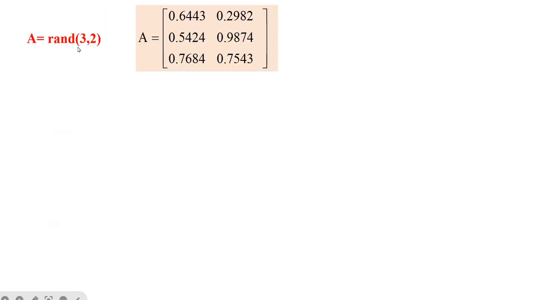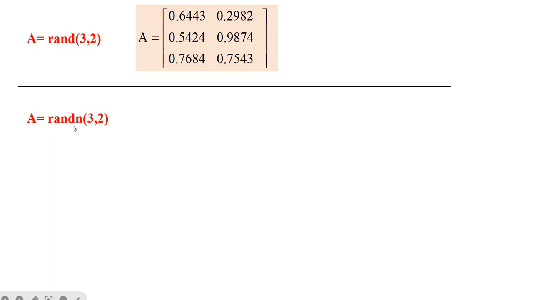Next we have A is equal to random of 3 comma 2. So it will create a matrix with 3 rows and 2 columns, and these are random numbers. The elements of the matrix are random numbers, and these will range between 0 and 1.